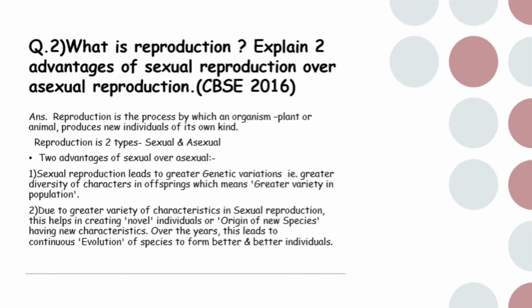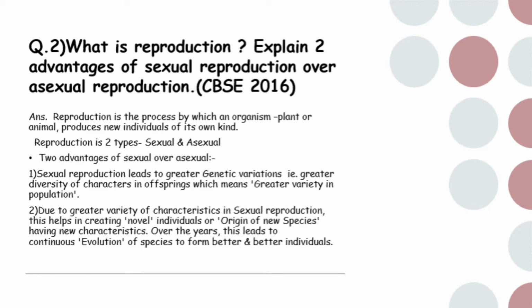Reproduction can be of two types, asexual and sexual. Asexual reproduction is the reproduction where a single organism is capable of reproducing by methods like fission, budding, and so on. And sexual reproduction is the reproduction which involves two individuals, that is, two sexes, the male and the female. Now, the advantages of sexual reproduction over asexual reproduction.